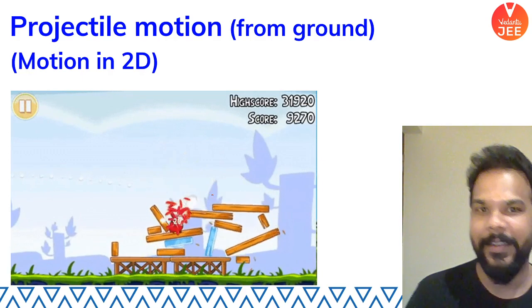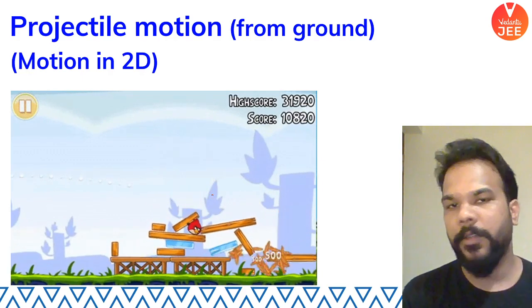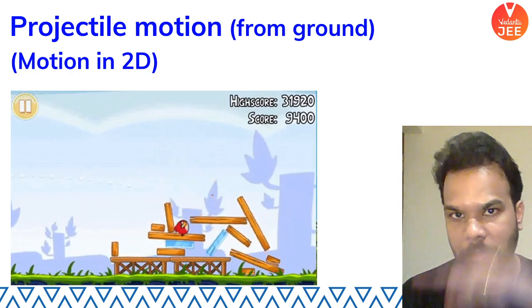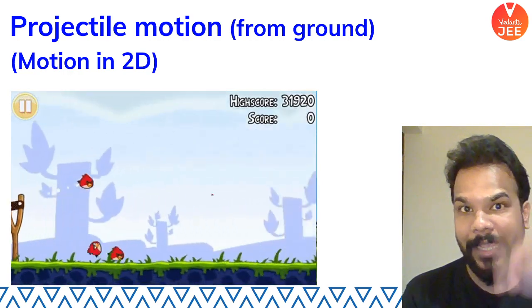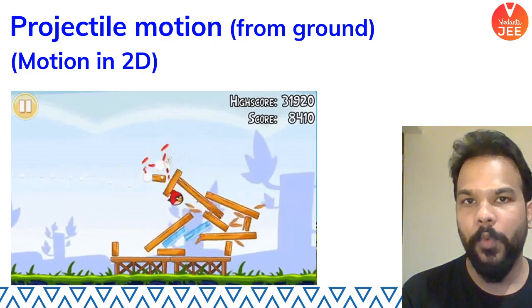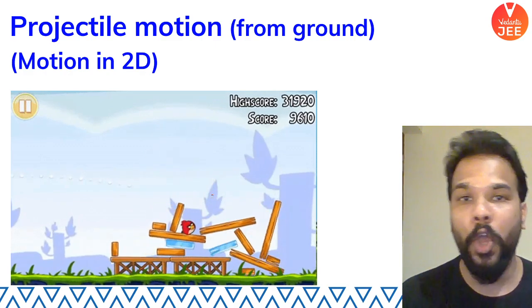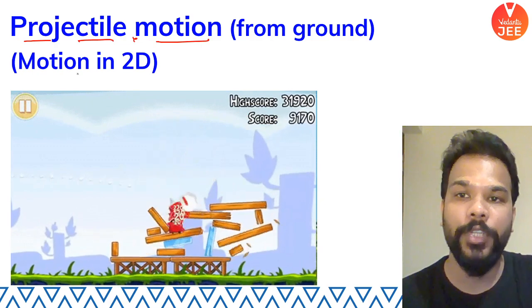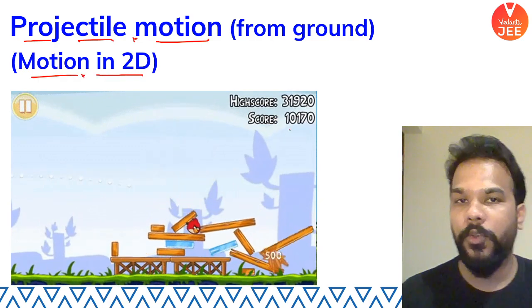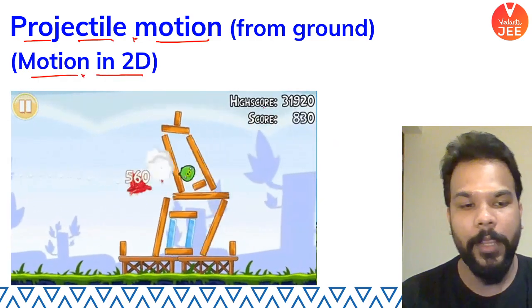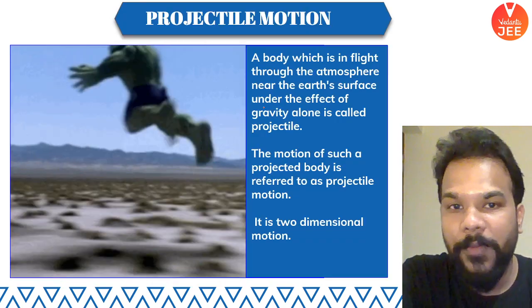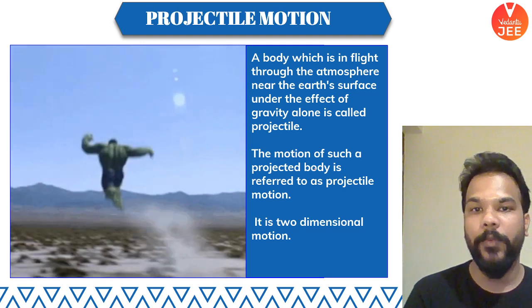This is definitely interesting. So guys, first of all, the motion of the birds when you play this game, the way you see the red bird moving, the angry bird moving, is what we call projectile motion. That motion is what we call projectile motion, also known as motion in two dimensions. So let's get into the detail and try to understand it. So what's our plan of action for today is what I'm going to tell you very soon.